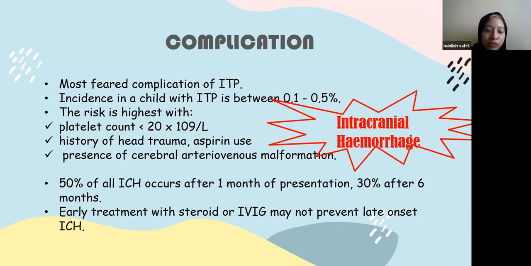And then about 50% of all intracranial hemorrhage occurs after 1 month of presentation, and about 30% occurs after 6 months. However, early treatment with steroid or intravenous immunoglobulin may not prevent the late onset of intracranial hemorrhage.